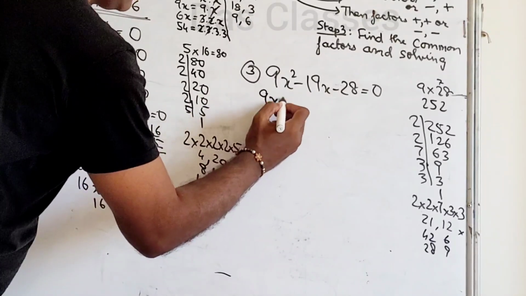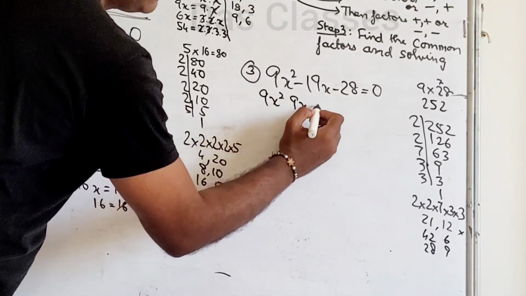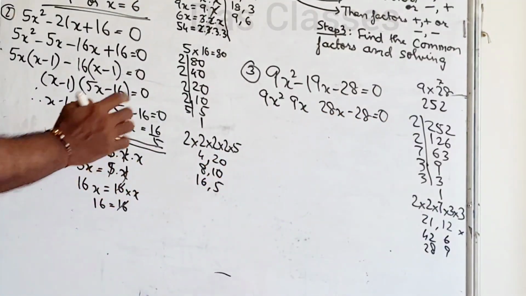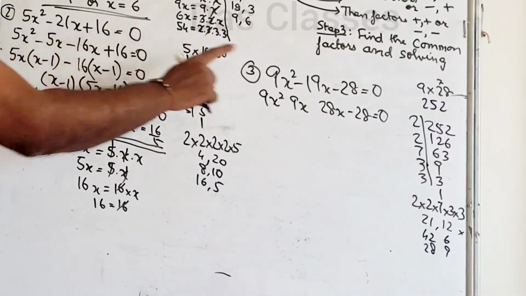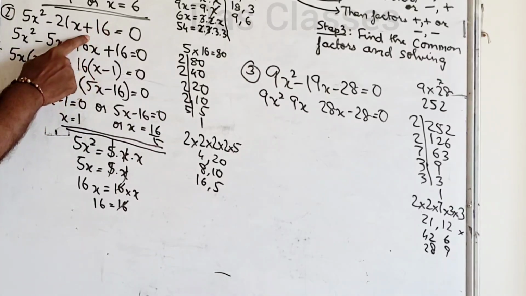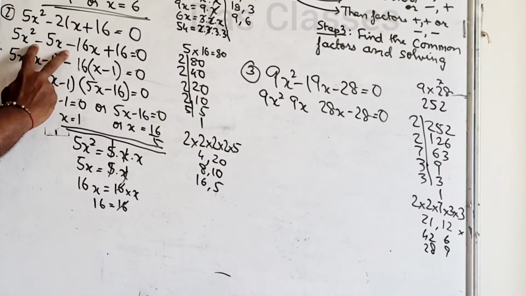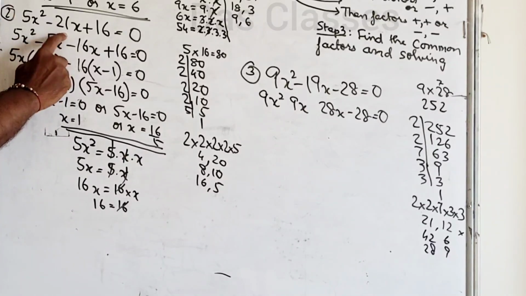So what we'll do is 9x square, 9x, 28x minus 28 is equal to 0. And this is a minus sign. See the difference between these two sums. In this sum, it was a plus. So the factors we wrote, they have to have both plus sign or both minus sign depending on the middle term sign.